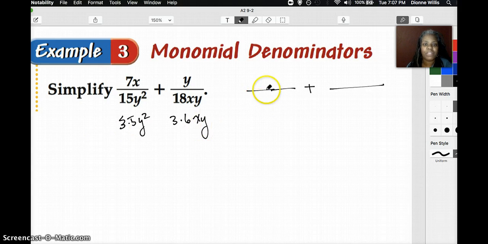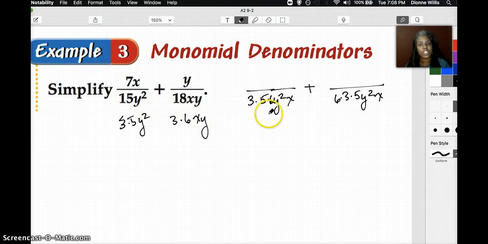And I can see enough of the factors to see what I'm going to need. So I know I need a 3 and a 5 and a y squared, and I'm going to use that in both of the new denominators. But I also need to make sure that there's a 6 involved, and there is no 6, so I'm going to throw a 6 in the mix. And then I also need to make sure that there's an x. And so now I know that both of my original denominators can divide evenly into this new one.